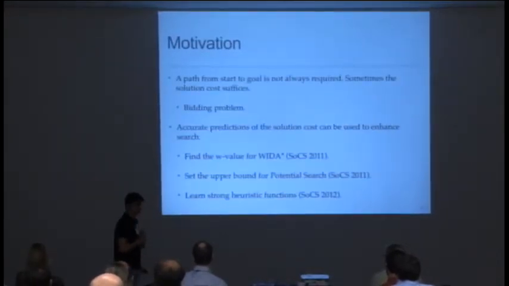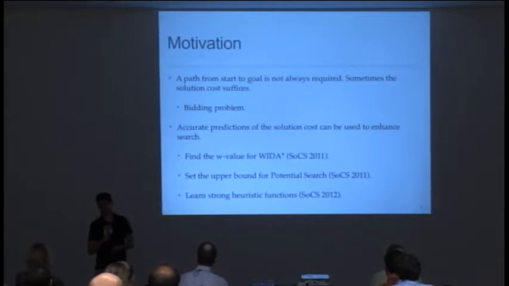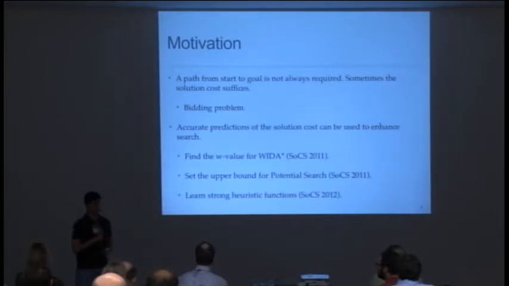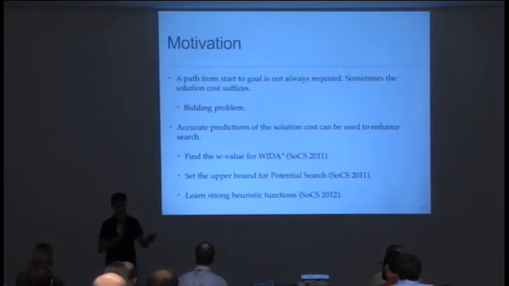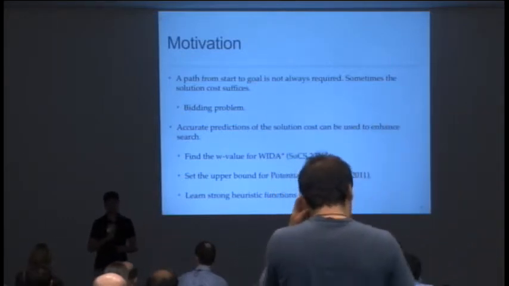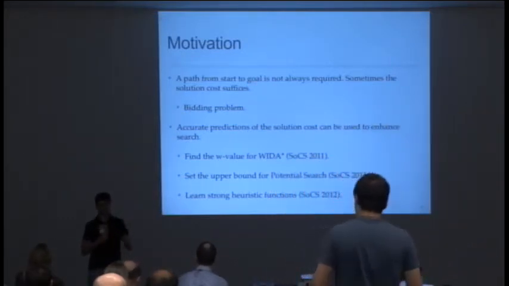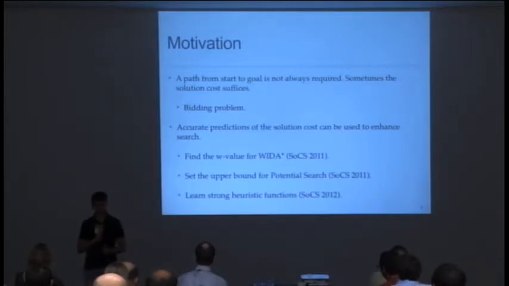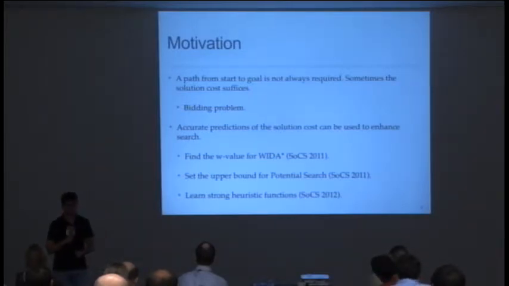Sometimes when you have a planning problem, the entire plan is not needed. All you need is just an estimate of the optimal solution cost. That might be enough for you to tackle the problem. For instance, say Patrick has a construction company, and during the bidding process, he doesn't need to know the entire path to solve the project he's bidding for. All he needs is a very accurate estimate of the optimal solution cost. So that's why we're interested in building this kind of system.